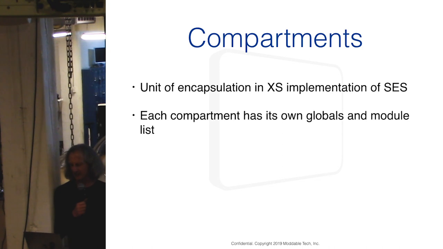And so the unit of encapsulation is called a compartment. In Mark's slides, they call it an evaluator. And between us, someday we'll arm wrestle that to the ground. The concept is exactly the same, which is a compartment has its own globals and its own module list. And so you can create those things.